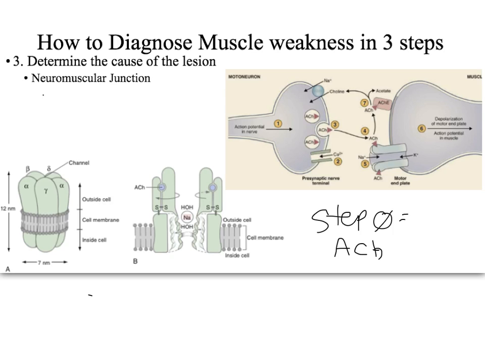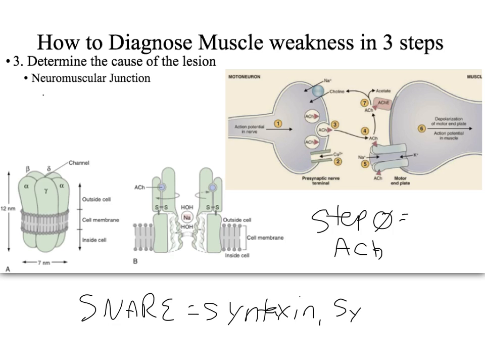So SNARE, you have syntaxin, synaptobrevin, and SNAP25. And if I remember right, these are the proteins that the black widow venom interacts with. But I have it on the next couple of slides coming up.